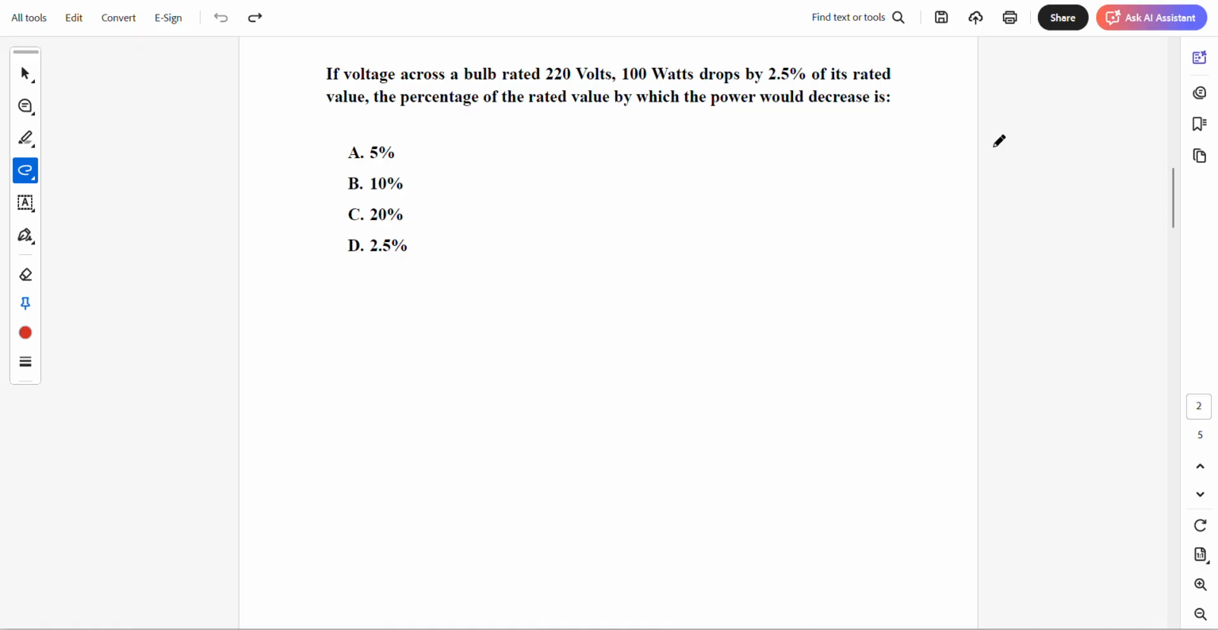What is it saying? If the voltage across a bulb rated 220 volts, 100 watts, okay, 100 watts is the power rating of this bulb, right? This is a bulb whose voltage rating is given as 220 volts, and power rating is 100 watts, drops by 2.5% of its rated value.